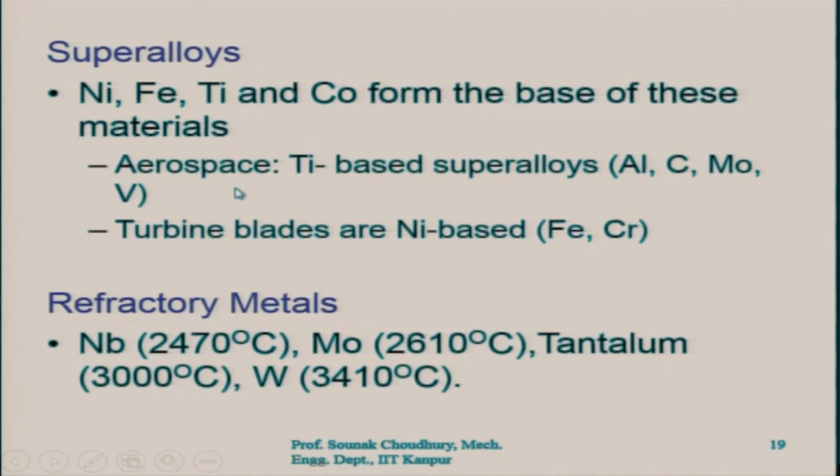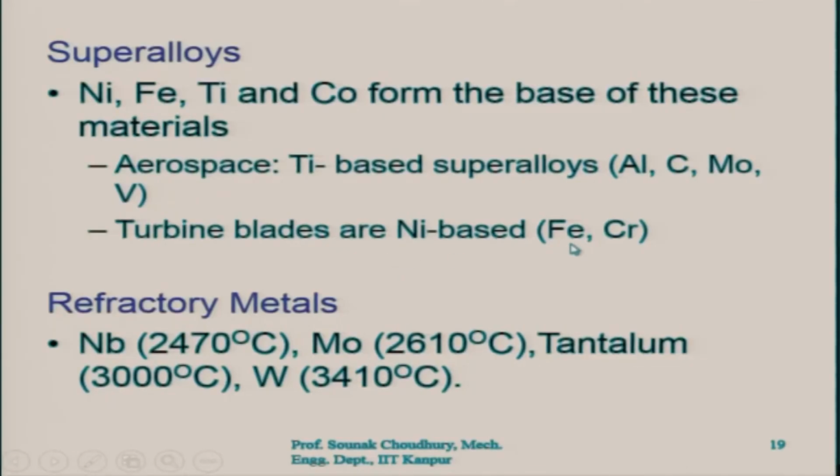In aerospace particularly, the titanium based super alloys are used, for example, made of aluminum, carbon, molybdenum, vanadium along with the titanium. Titanium will be the base. That is very widely used in aerospace, particularly because they become very light, and strength wise also it is sufficient for the parts made in the aerospace industry.